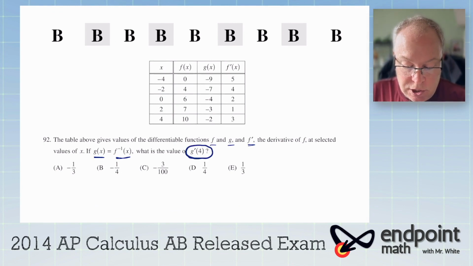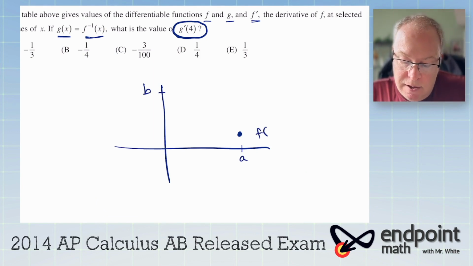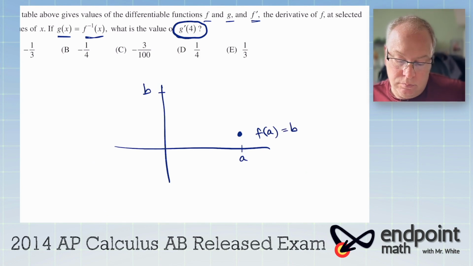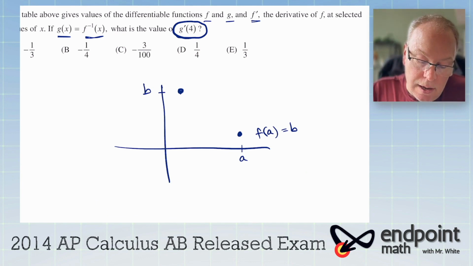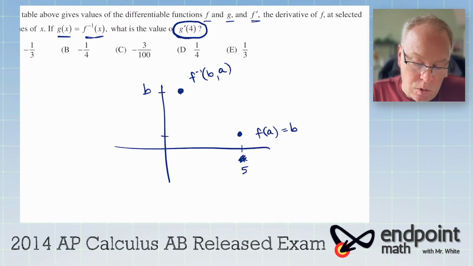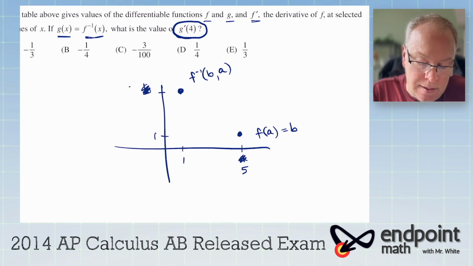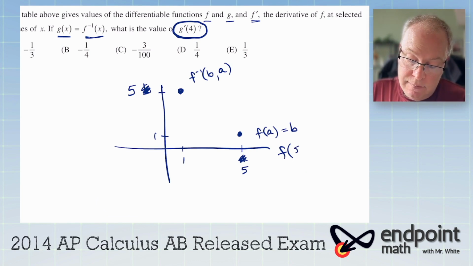So what is the slope of the tangent line at 4 on g? So back in pre-calculus, you learned that if f of a is b, then over here, on the inverse, b is going to turn back into a. So let me give you some numbers to make this more real. So if this were 5 and this were 1, then this would be a 1 and this would be a 5. So on f, 5 turns into a 1. On the inverse, then a 1 turns back into a 5.